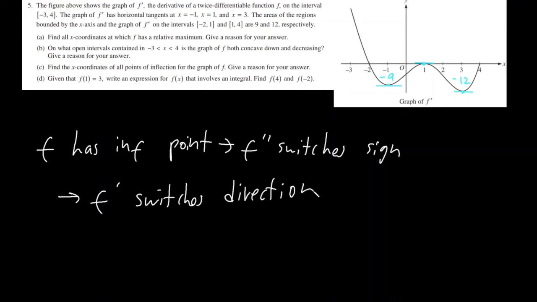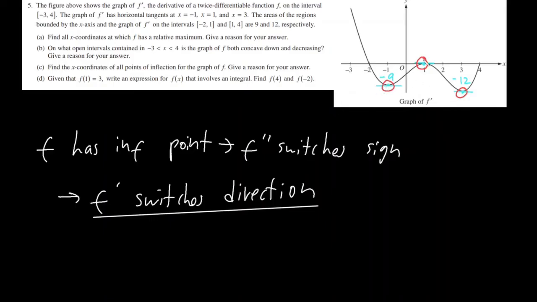Okay? So I want to figure out where on my graph f prime switches direction, right? And I can clearly see, looking at this graph, where it switches direction. We're going down here and we go up. So here's the switch in direction. And we can see it goes up and then it goes down. So here's the switch in direction. And then it goes down and then it goes up. So here's the switch in direction. And that's really it. We found the 3 points.